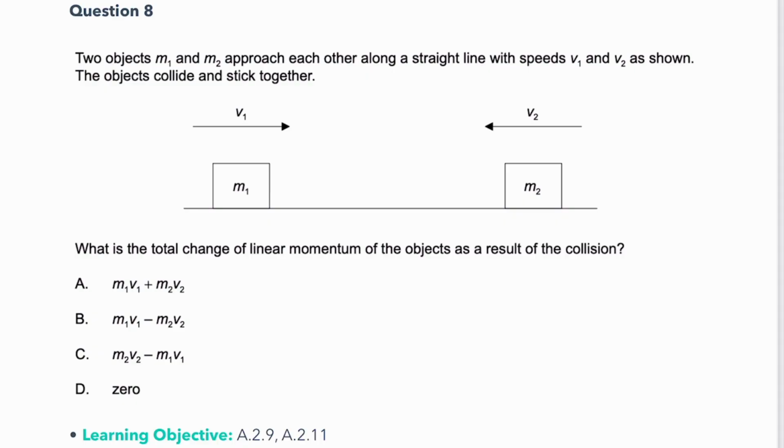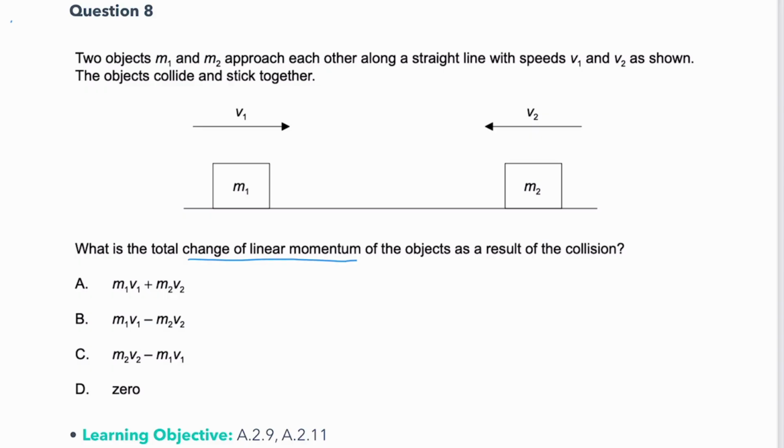Question 8. Two objects M1 and M2 approach each other along a straight line with speeds V1 and V2 as shown. The objects collide and stick together. What is the total change of linear momentum of the objects as a result of the collision? I actually feel like this might be a trick question, but let's go with it anyway.